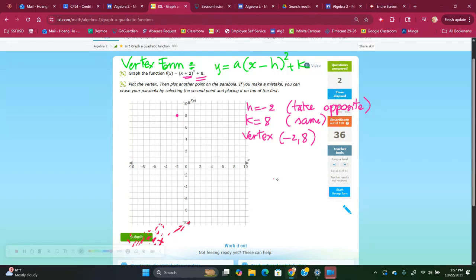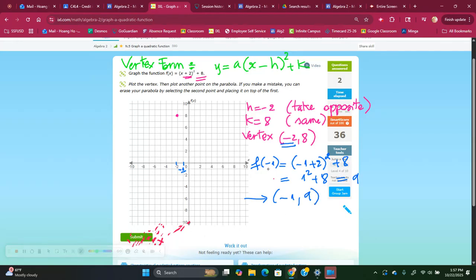Now we need one more point. Make sure you choose a point that is bigger than the x vertex. Negative 2 is the x vertex, so the next point should be negative 1. I want to find f of negative 1, which is (negative 1 plus 2) squared plus 8. That comes out to 1 squared plus 8, which is 9. So I have one more point, negative 1 and positive 9.